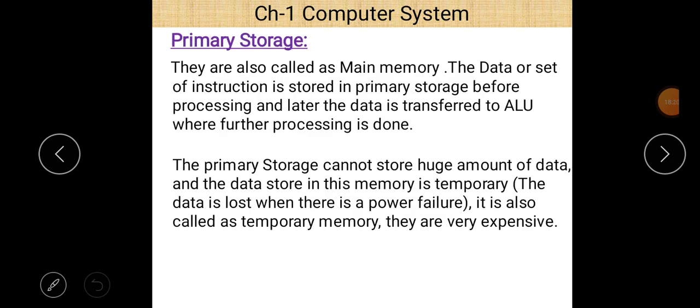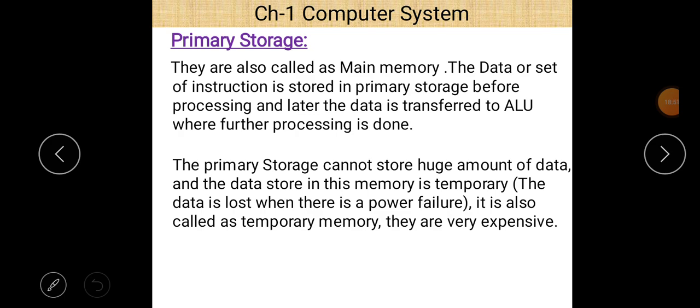Now the primary storage, also called the main memory. Primary memory or primary storage is also called the main memory, and the data or set of instructions is stored in primary storage before processing, and later the data is transferred to the ALU, meaning the arithmetic and logical unit, where further processing is done. The primary storage cannot store a huge amount of data, and the data stored in this memory is temporary, meaning volatile.